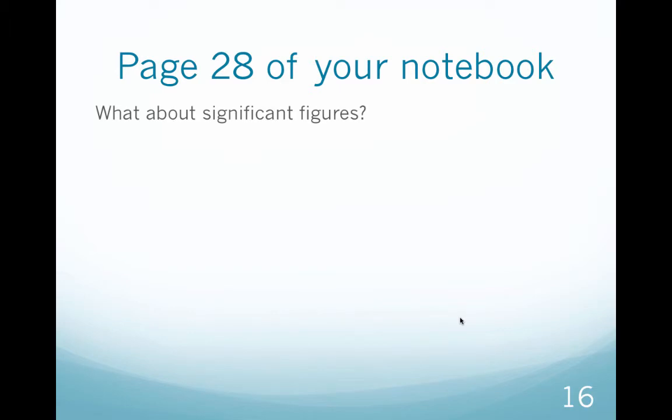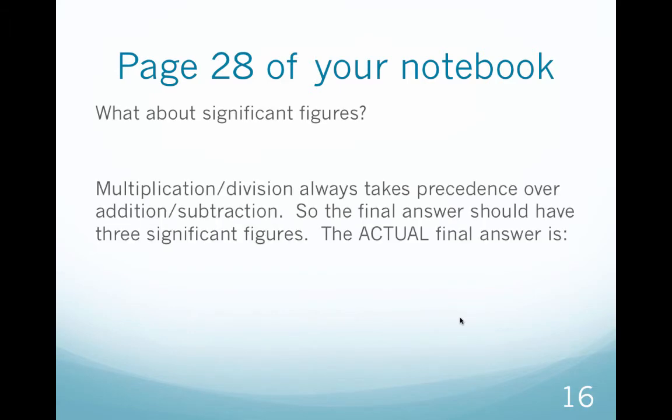But here's the deal. What about significant figures? All right, multiplication and division always takes precedence over addition and subtraction. So the final answer should have 3 significant figures because each one of the values that you originally used also had 3 significant figures. So your actual final answer is 5.00%. So go ahead and make that adjustment to your answer.